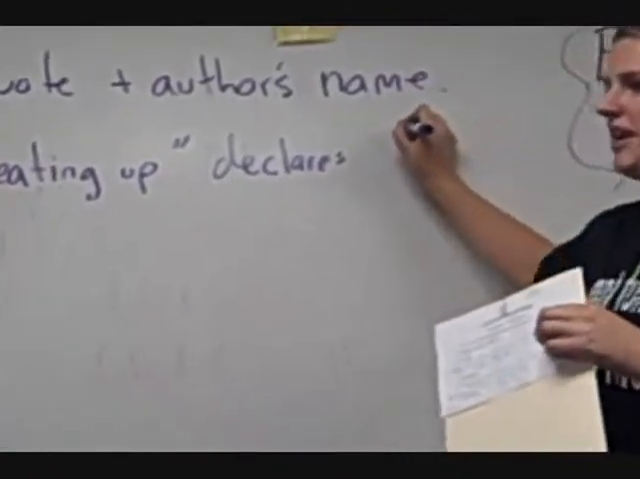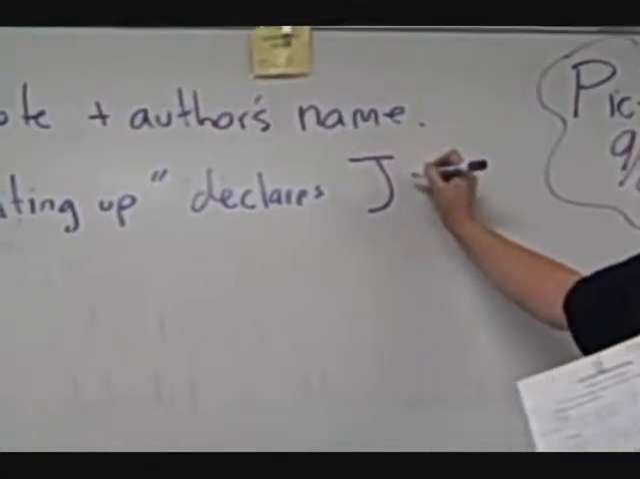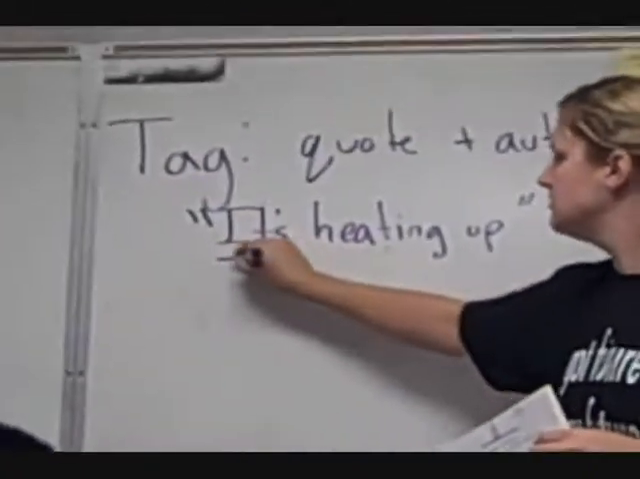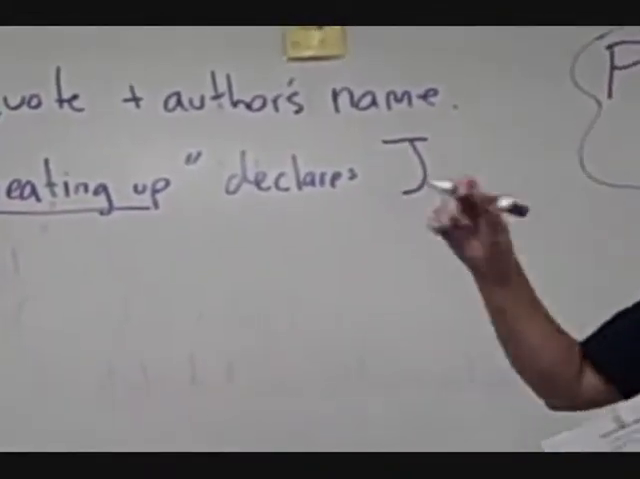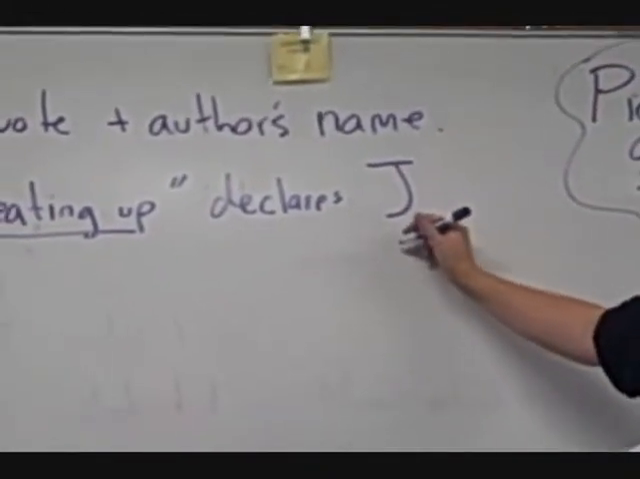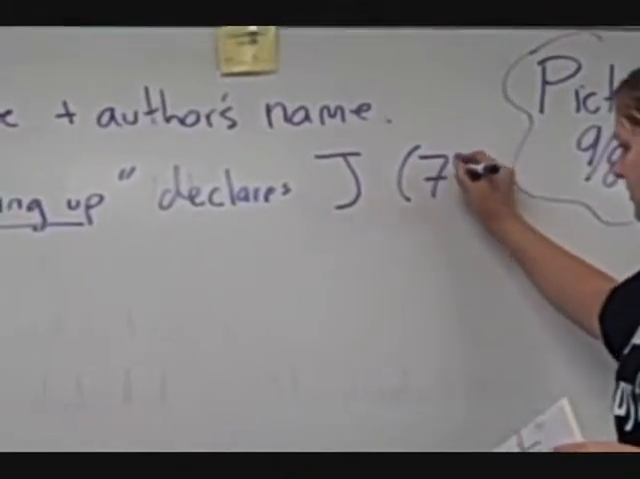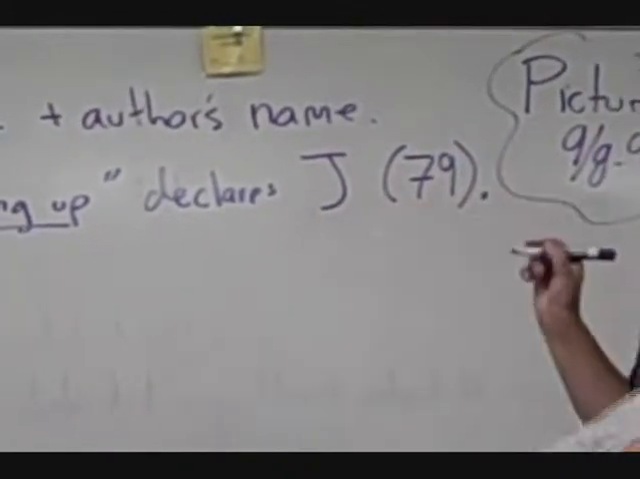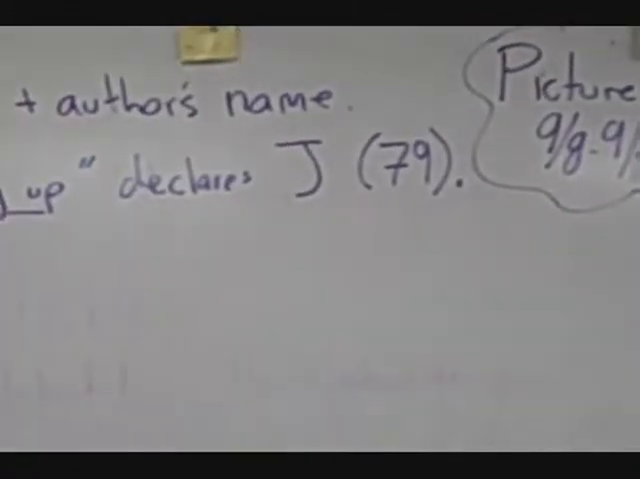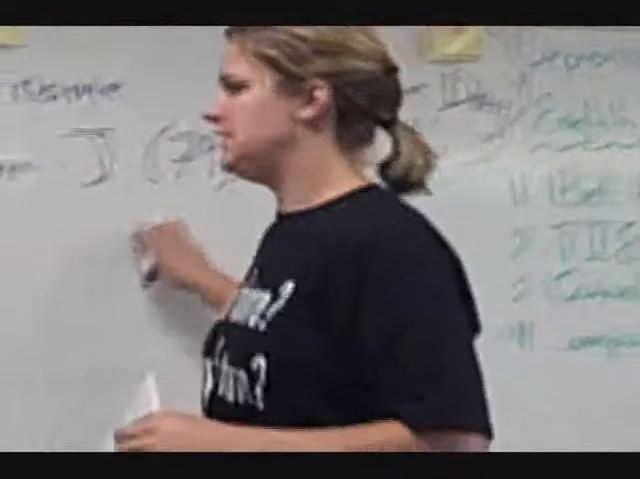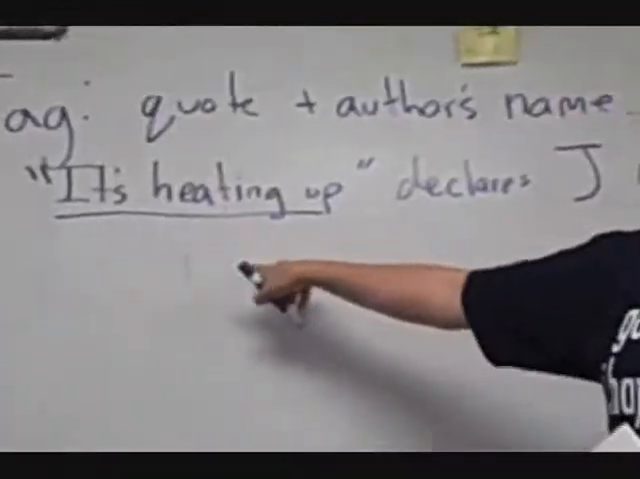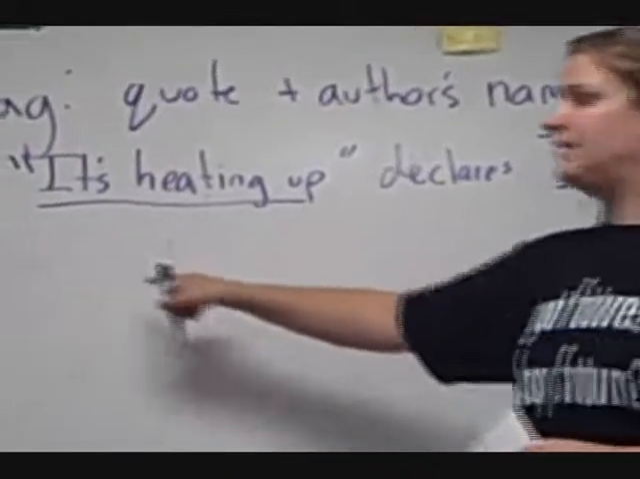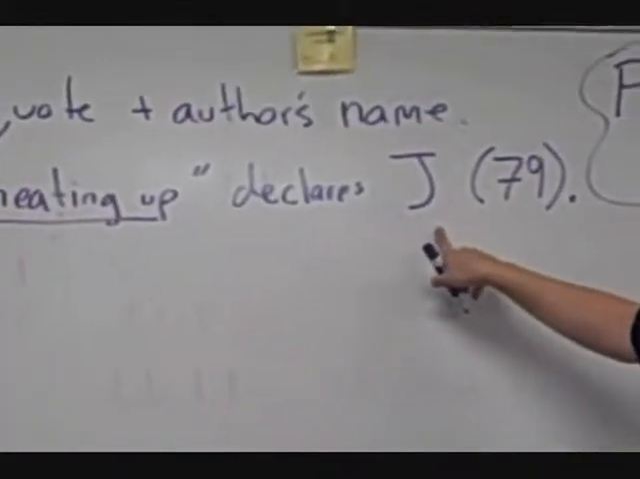Declares, and I'm not going to write Jacanowicz's whole name. I'm just going to put a J. So I said the quote. I said how she said it. She declares it. I wrote her name. Then you do the page number in parentheses and a period. That's how you tag a quote. So if I wanted to give proof that the earth is heating up, I could use this. She said that it's heating up. That is my proof. And I've tagged it with her name.